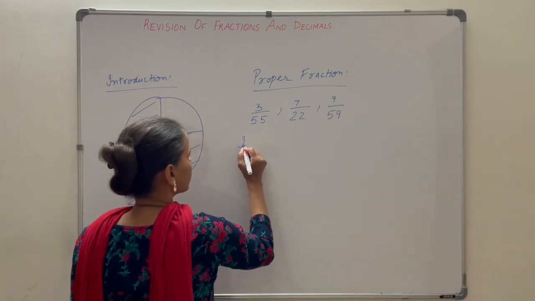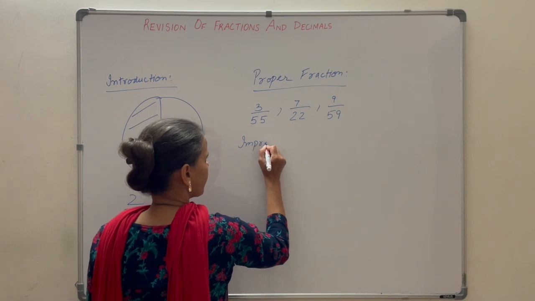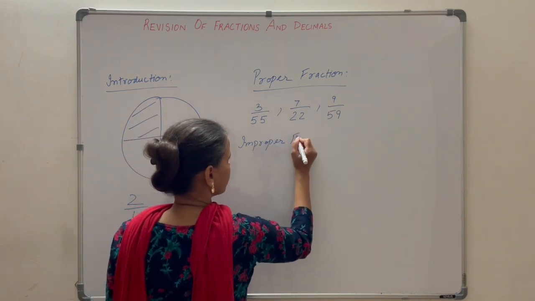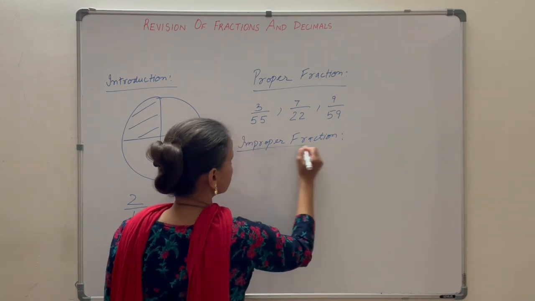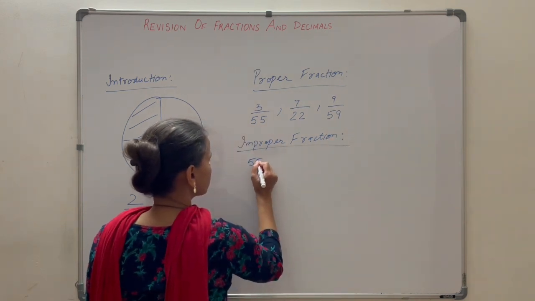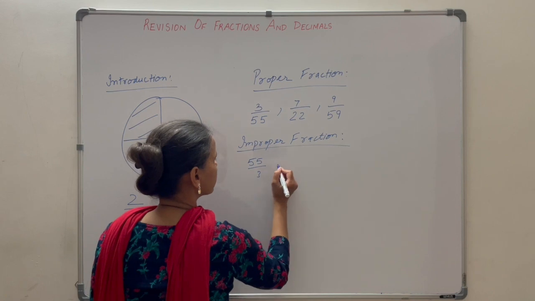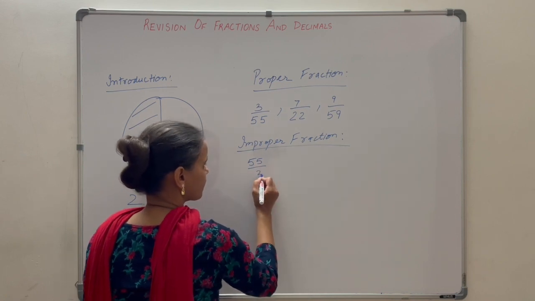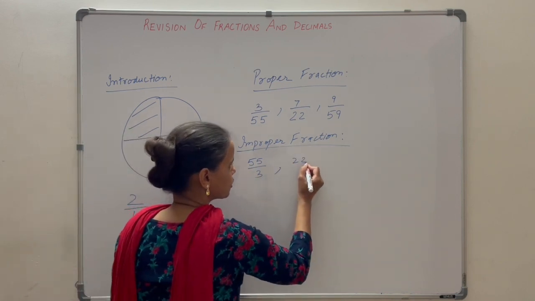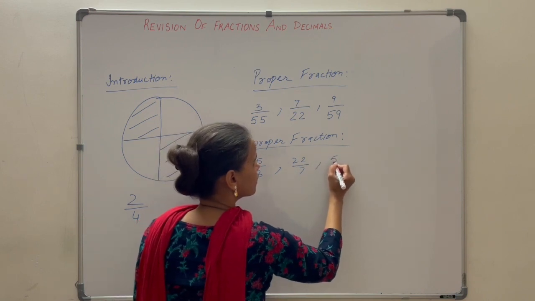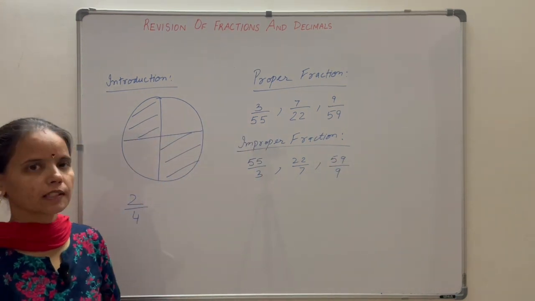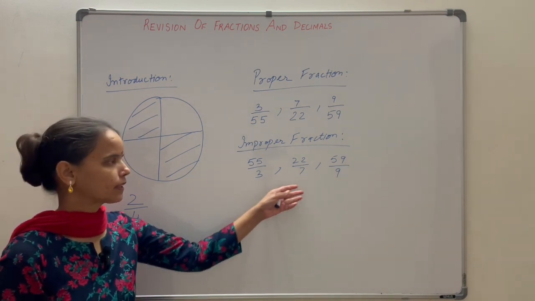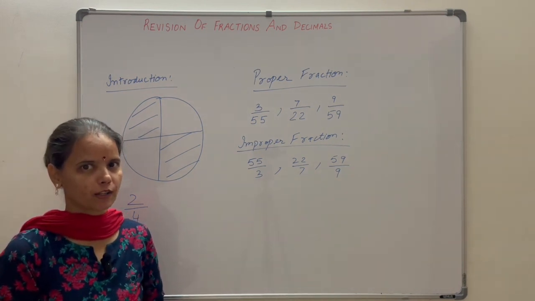Now we have improper fractions. What are improper fractions? In improper fractions, the numerator is greater than the denominator. 55 upon 3, 22 upon 7, 59 upon 9. So here the numerator is greater than the denominator. These are the examples of improper fractions.